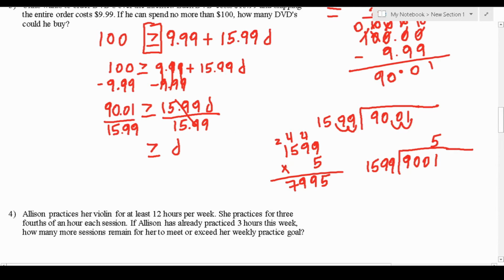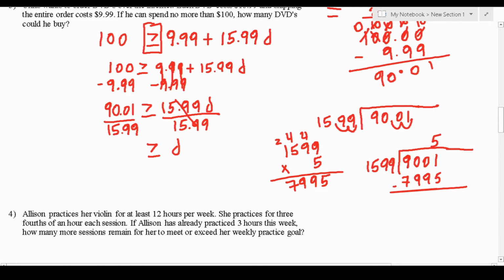Okay. So again, we said this was 5. Let me get rid of that real quick. 5 times 1599, as we just worked out, is 7,995. Let's subtract. Again, in this case, we have to do some borrowing since we're doing 1 minus 5.